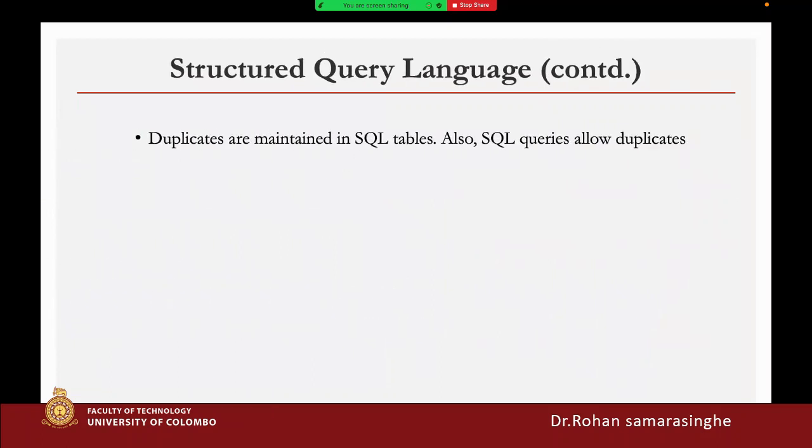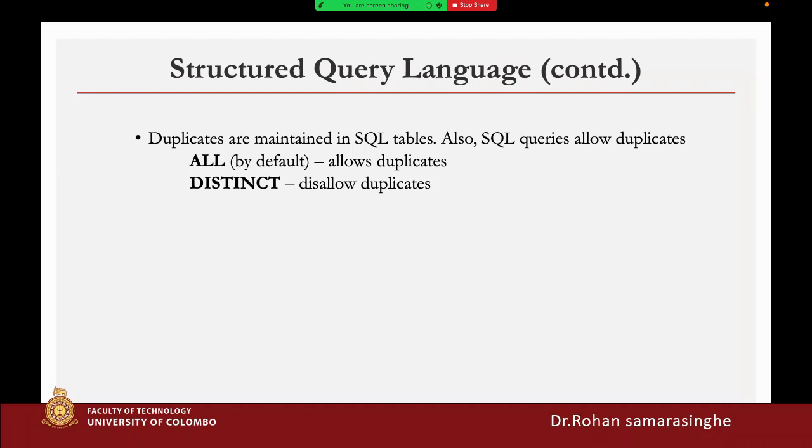Or else, duplicates are maintained in SQL. SQL queries allow duplicates. What would happen? That means if there are any duplicate data, you can remove it or you can get it. How can you do it? ALL is the default, which allows all the duplicates to be retrieved. But if you use the distinct keyword, that means the duplicates are not allowed.